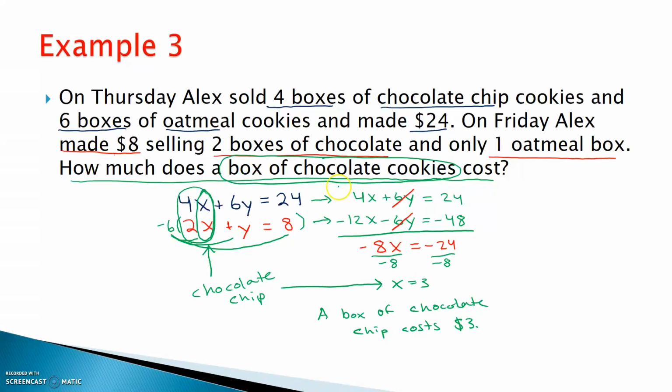I don't have to plug this in. It's a word problem right here, so I'm only worried about the chocolate chips. So there's no need to plug back in. If I was plugging it back in, I got the y. y is going to tell me how much do the oatmeal cookies cost. All right, hey, that's it. That's my answer right there. Again, always you want to make sure what is the question that we are trying to answer.